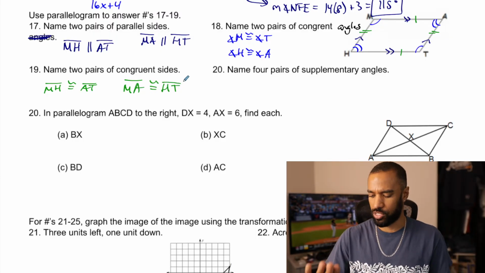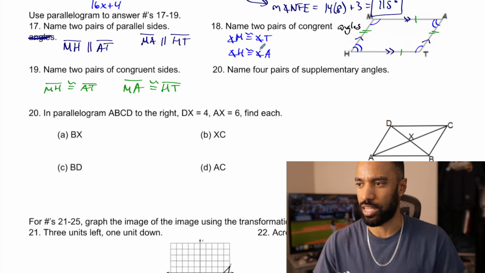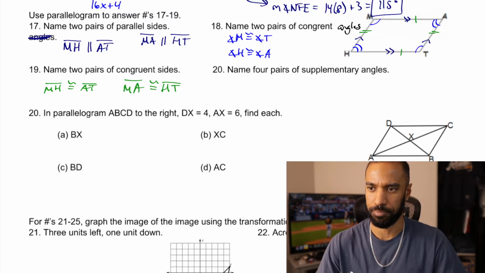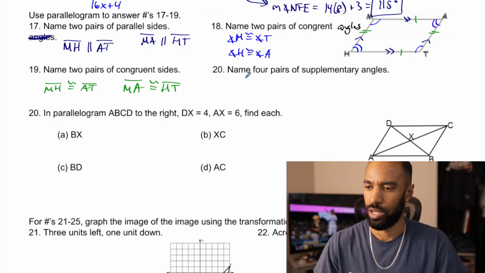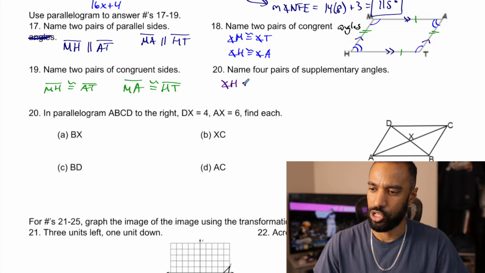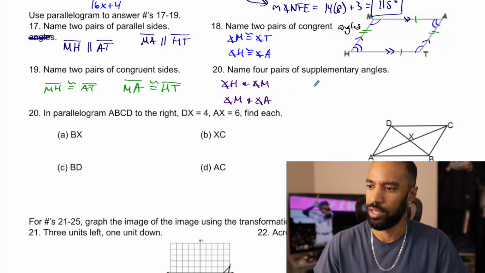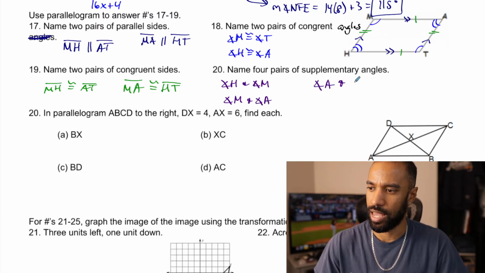Name four pairs of supplementary angles, any consecutive ones. H with M with A with T, H with T. So angle H and angle M. Angle M and angle A. Angle A and angle T. Angle H and angle T.